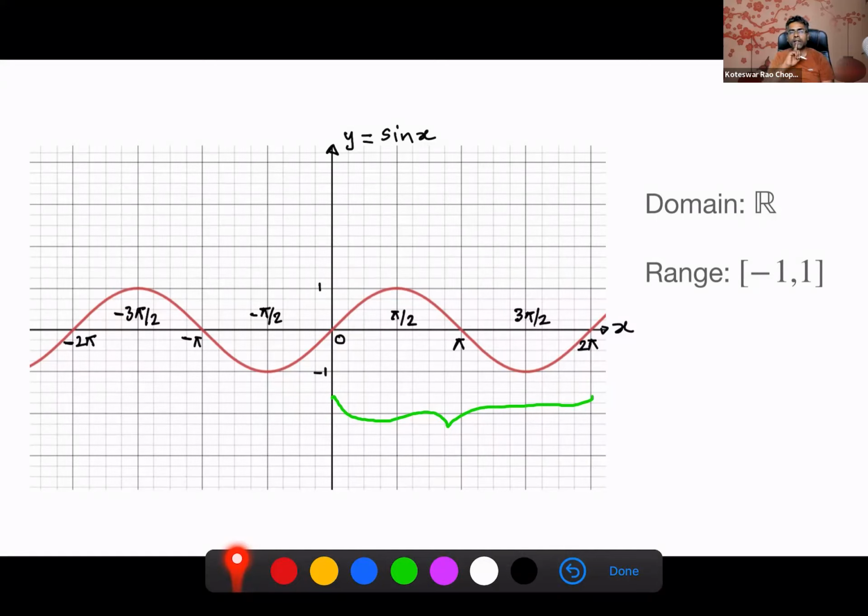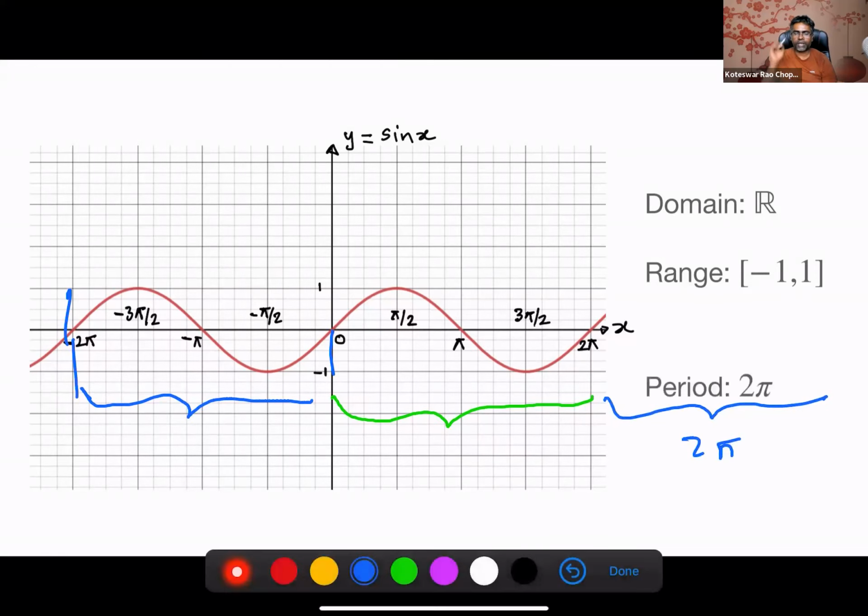And remember what I said, for every 2 pi radians the values are same. Even if you go another 2 pi radians, the same set of values will be repeated. So that is why the period is 2 pi. If they ask you what is the period of this sine function, then that will be 2 pi. Every 2 pi radians, the sine function will give you the same output values.